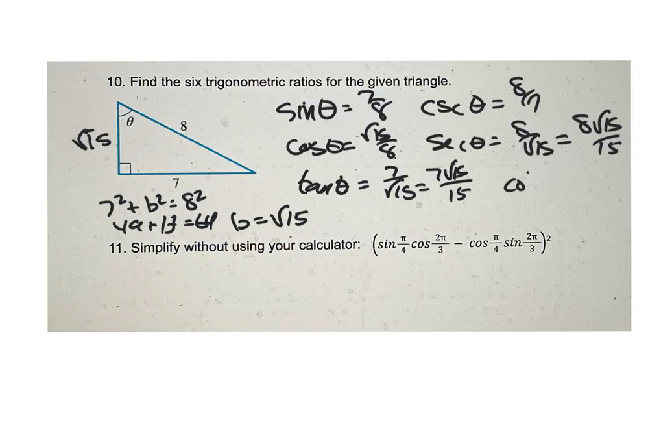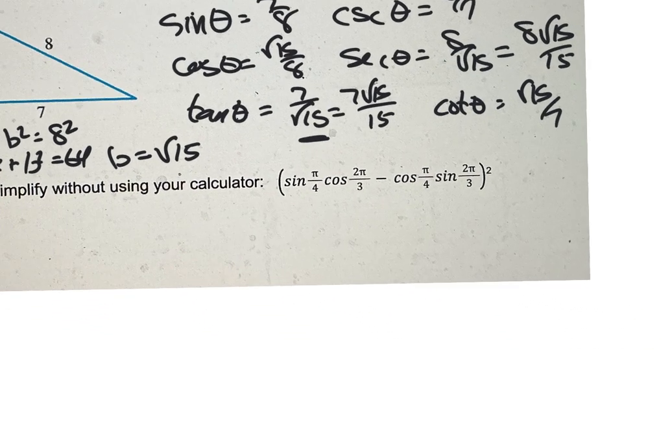And the last thing, cotangent. Got to flip tangent. I'll flip the first one. It's much easier. Square root of 15 over 7. There's those 6. Number 11, solve without using your calculator.